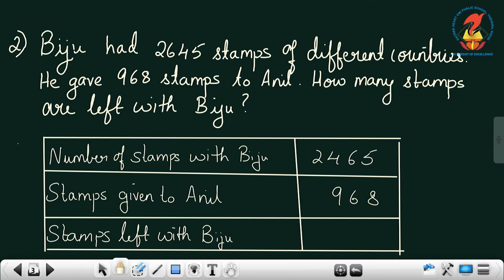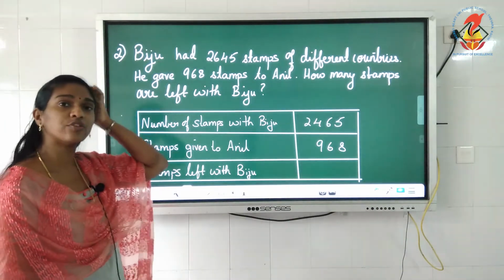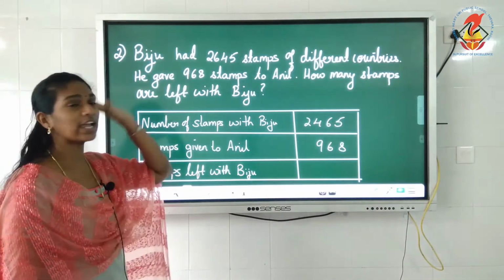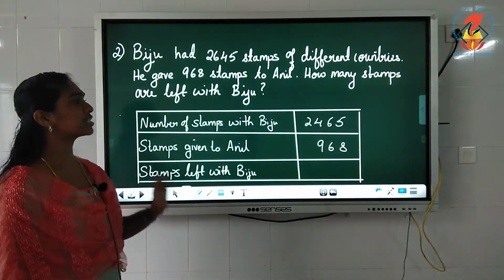Biju had 2645 stamps of different countries. He gave 968 stamps to Anil. How many stamps are left with Biju? So he had 2645 stamps. He gave 968 stamps to his friend Anil. How many stamps are left with him?